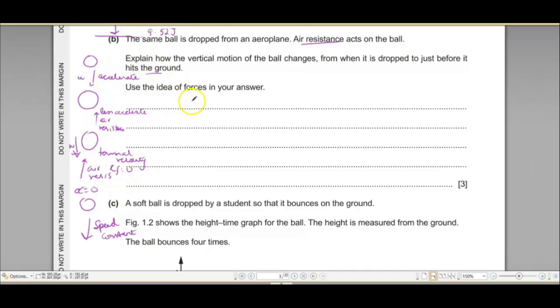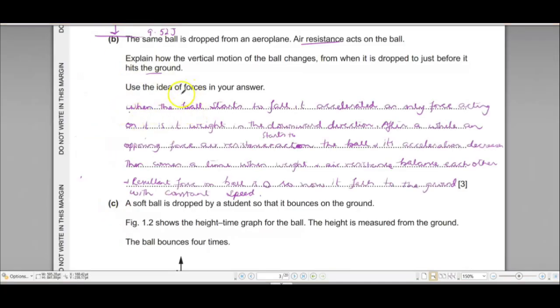So this is what we are going to write over here. Let me clear the space and write. I've written down what I explained earlier, and we have to give reference to the forces. So we are going to write that when the ball starts to fall, it accelerates as the only force acting on it is the weight in the downward direction. After a while, in opposing force, air resistance starts to act on the ball and its acceleration decreases. Then comes a time when weight and air resistance balance each other and the resultant force acting on the ball is zero. So now it falls to the ground with constant speed and zero acceleration.